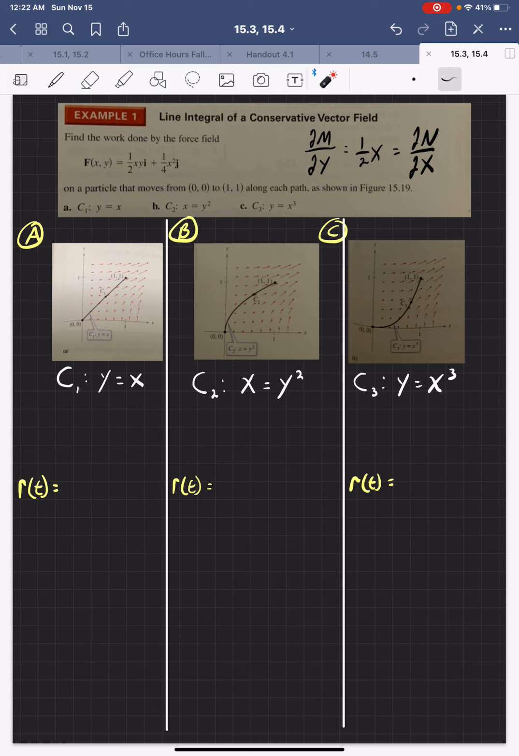So let's note the first thing we're going to have to tackle is that your curve, the path, is given as a rectangular equation, and not as a space curve. There's no parameter. So the first thing we need to do is take this y equals x and write it as a parametric space curve. We need to write it as a function of t.